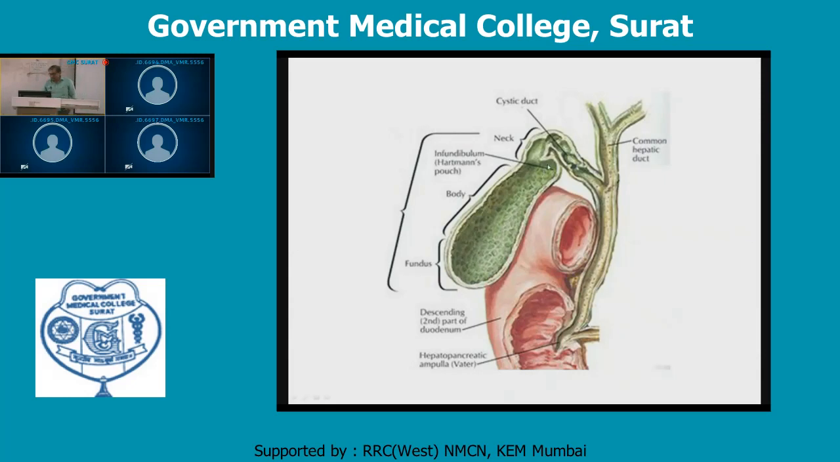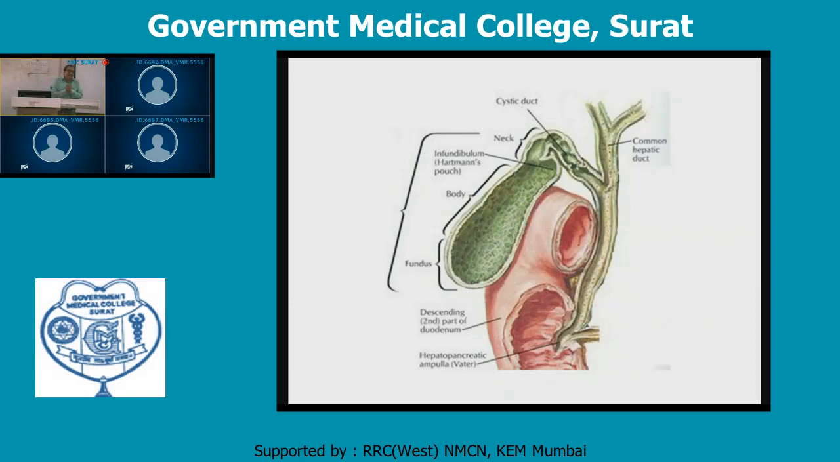Now sometimes from the lower part of the neck, one can see a pouch is extended. That is known as the Hartmann's pouch. A pouch is projected from the lower part, projected downwards, and that is known as the Hartmann's pouch. So this is about the neck of this gallbladder.